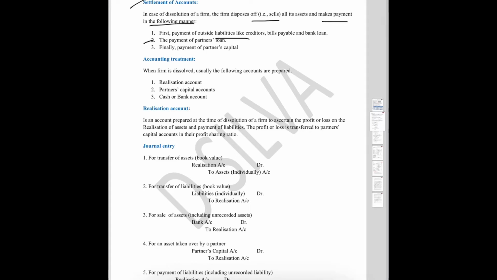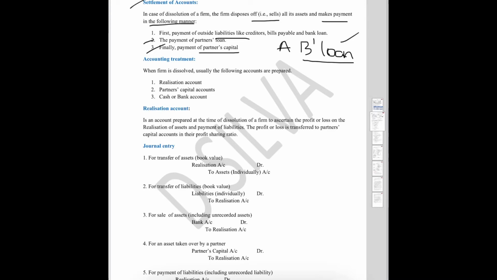The second point is you need to make payment of partners' loan. Let's say A, B are partners. B has given a loan to the partnership firm. So the second point says that make payment towards the partners' loan. And the third one being final payment of partners' capital. So after clearing all your liabilities, whatever the residual amount that you have will be paid to the partners as capital.